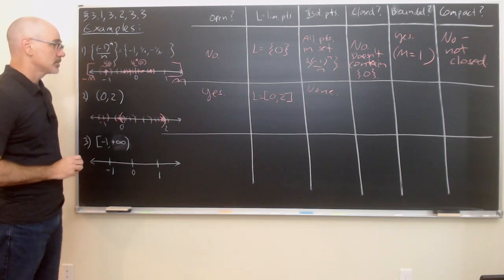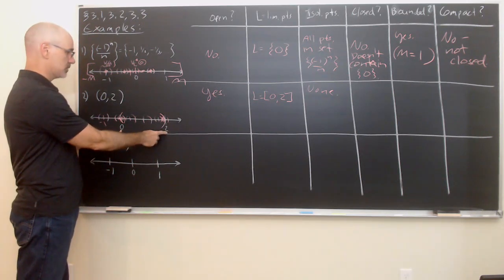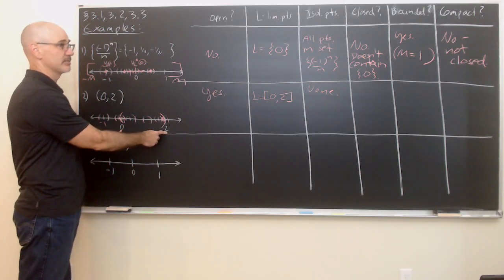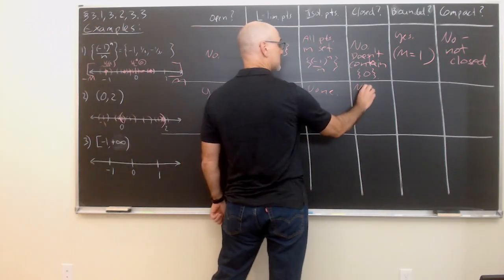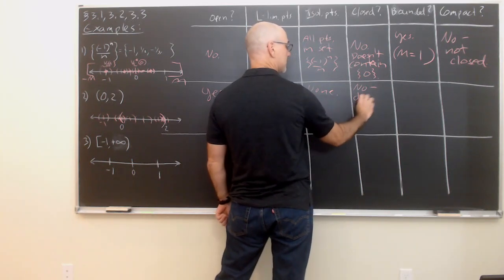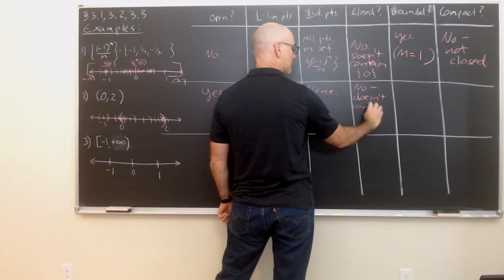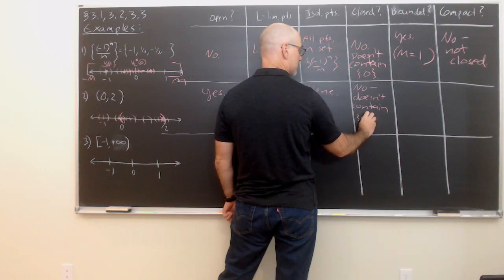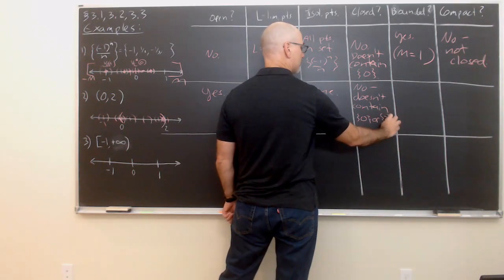Is the set closed? No. We found 2 limit points, 0 and 2, that are not in the original set. So the set doesn't contain all of its limit points. It contains a lot of them, but not all of them. So this set is not closed because it doesn't contain zero or 2.